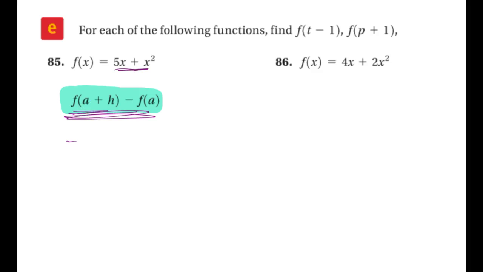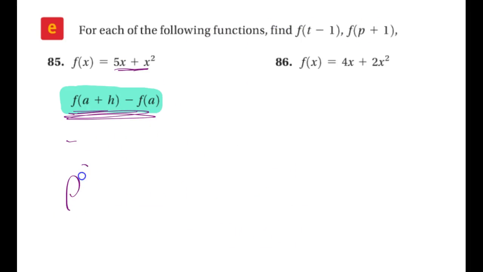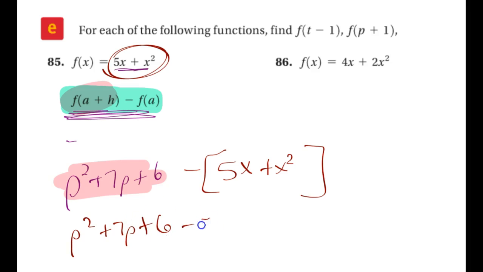And then this one, I'll just do this example right here again. Well, it's the exact same thing that I just had before, right? 5x plus x squared, same problem. So it's going to be this answer, which was p squared plus 7p plus 6. That's my f of p plus 1, so that's the first part. Here in pink is all of this. But now I need to subtract off the f of a. And the f of a is this function, so 5x plus x squared. So this really becomes p squared plus 7p plus 6 minus 5x minus x squared if I properly distribute.